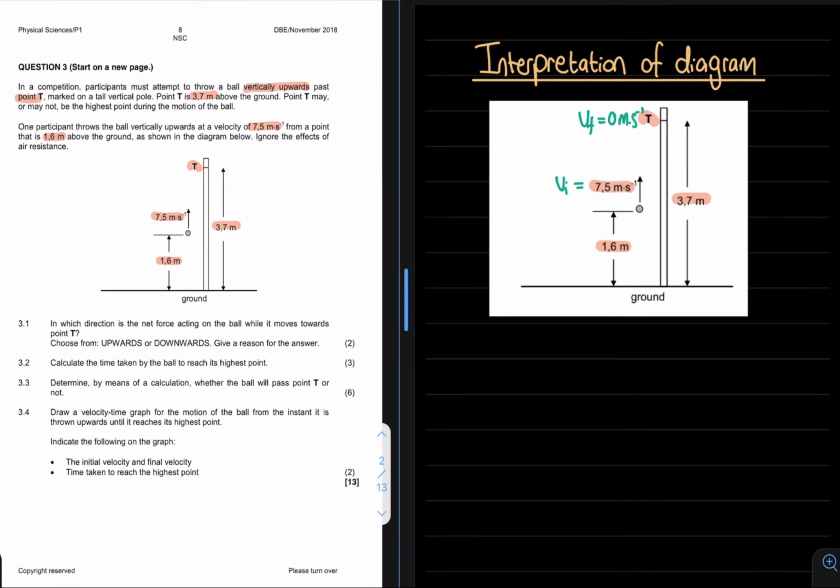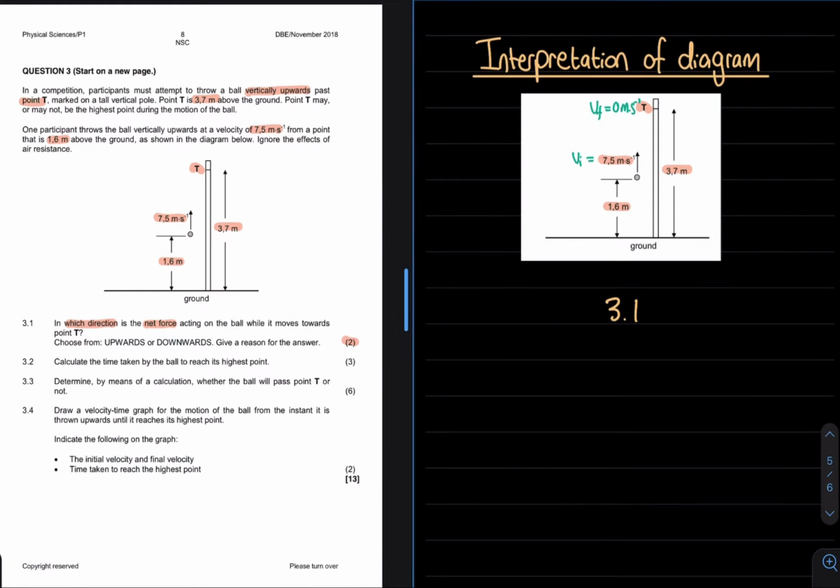In question 3.1, they then ask, in which direction is the net force acting on the ball while it moves towards point T? Choose from upwards or downwards and give a reason for your answer for a total of 2 marks. Looking at the free body diagram of our projectile, we can see that only gravity is working on it. Therefore, the net force acting on this ball is equal to the gravitational force, which is in the downward direction.